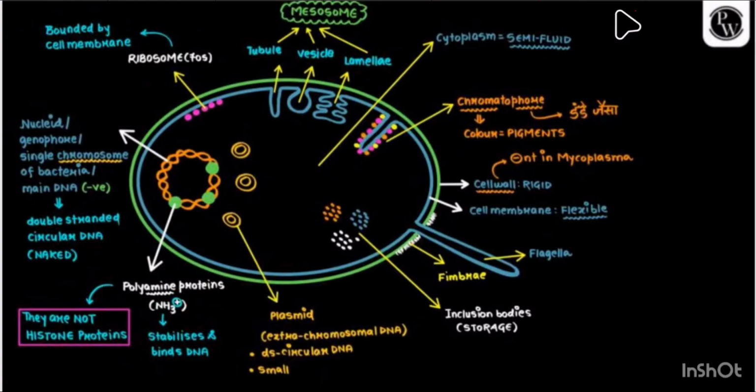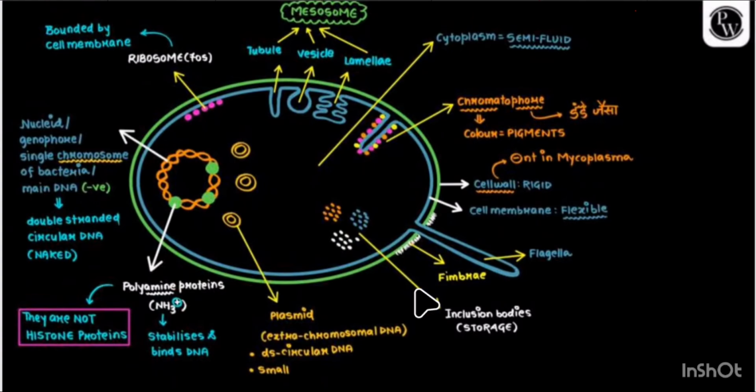In this lecture, we can understand this structure which is mentioned here, right? This is the mesosome, where tubules, vesicles, and lamellae are present. The cytoplasm is semifluid, that we call half fluid, and chromatophores, where chromato means color and phore means pigments, right? The cell wall is rigid, which is absent in mycoplasma, and the cell membrane is flexible here, right?